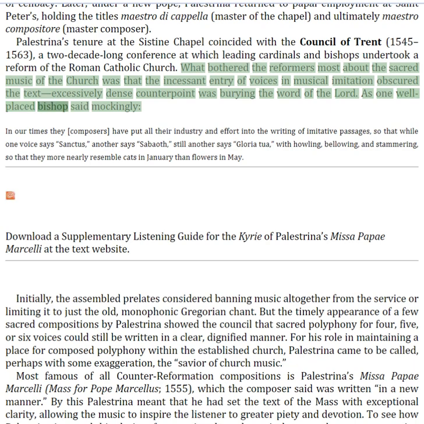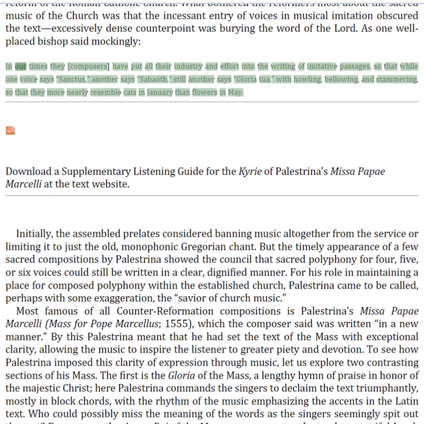As one well-placed bishop said mockingly, "In our times they have put all their industry and effort into the writing of imitative passages, so that while one voice says Sanctus, another says Sabaoth, still another says Gloria Tua, with howling, bellowing, and stammering, so that they more nearly resemble cats in January than flowers in May."